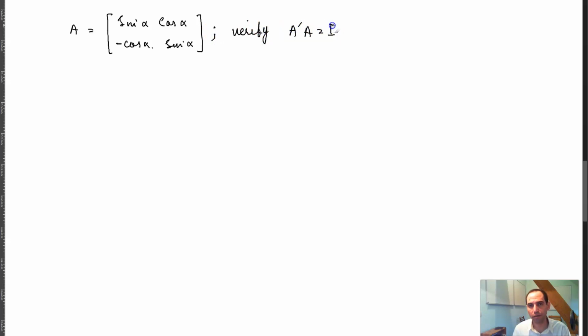Part 2 of the same question, you have A is equal to basically sin alpha, cos alpha, negative cos alpha, sin alpha, and you want to verify that A prime times A is equal to I. So A prime is equal to basically sin alpha, negative cos alpha, cos alpha, sin alpha.